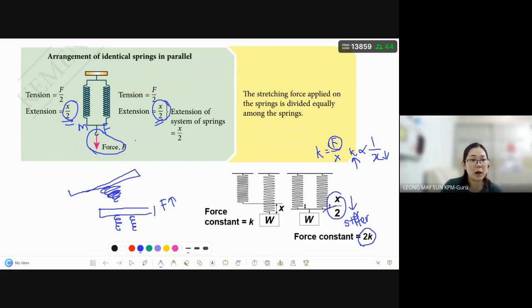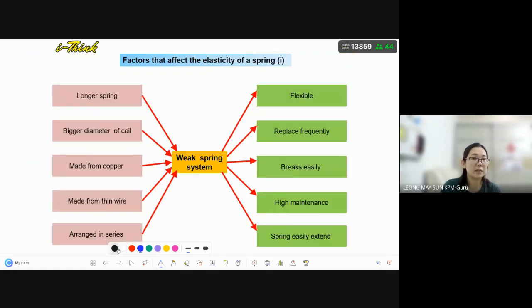So this question, I will further explain in terms of calculation in class. Now let's talk about factors of a weak spring system and a stronger system. I have only 2 more slides to go. Okay, so if it is a longer spring, it's a weak system. Weak system means longer spring, bigger diameter, meaning what? The spring constant is lower. Spring constant lower means force required is less, extension is high, and it's less stiff.